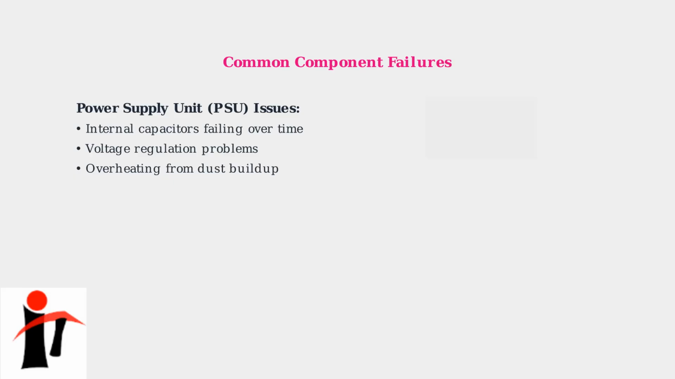If environmental improvements don't solve the problem, you may be dealing with component failures. The 2 most common hardware failures are power supply unit degradation and hard drive issues. Power supply unit failures are characterized by internal capacitor degradation, voltage regulation issues, and overheating. These problems typically develop over 3 to 5 years of use and require professional repair or replacement.